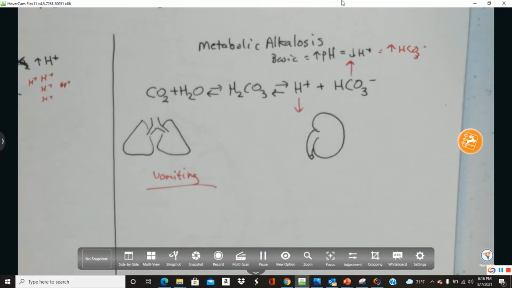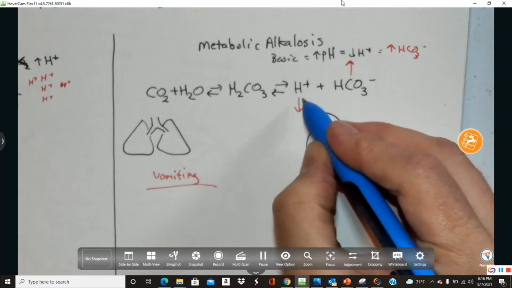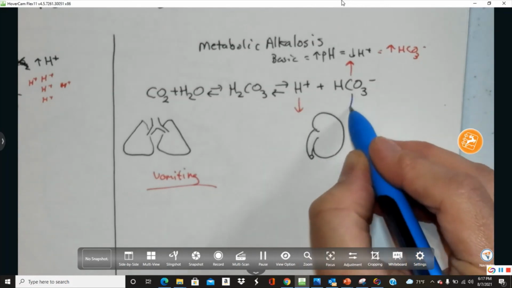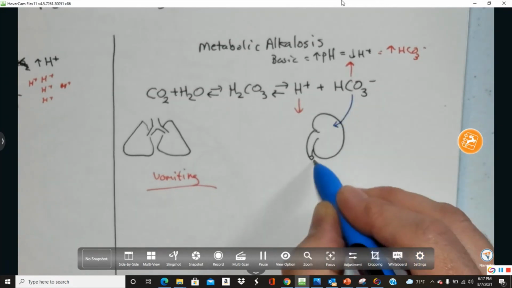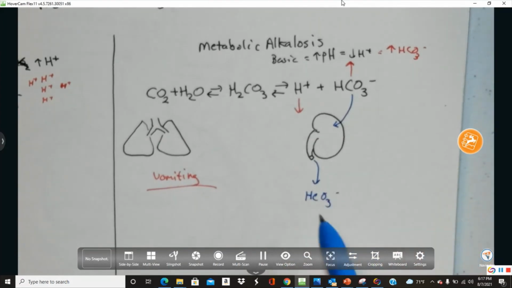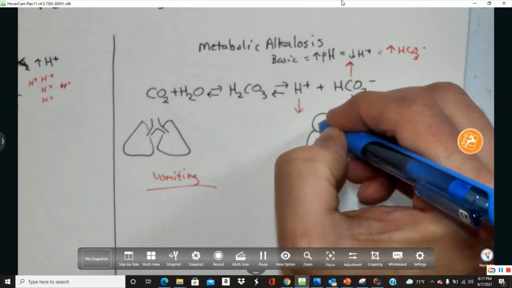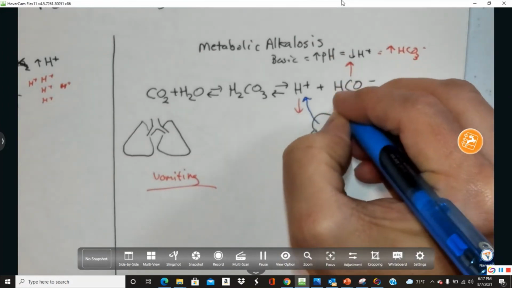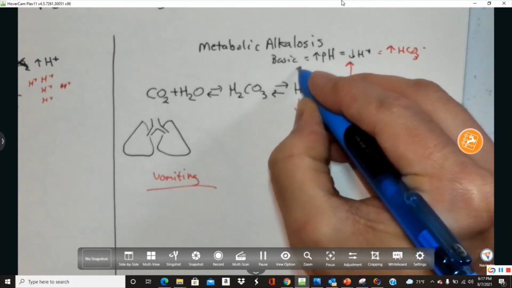Anything that can cause an increase in bicarb can also do this. What our body is going to do now is automatically think: if I don't have enough of these and I have too much of this, whatever you have too much of, your body is going to want to urinate it out. We'll get rid of it by the kidneys, and then we're going to try to generate hydrogen ions. So we're going to bring this back down, and bring this back up.